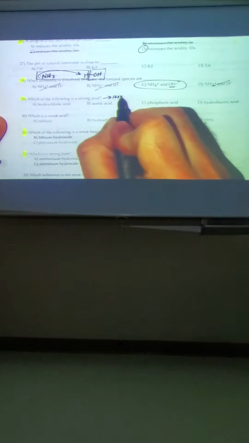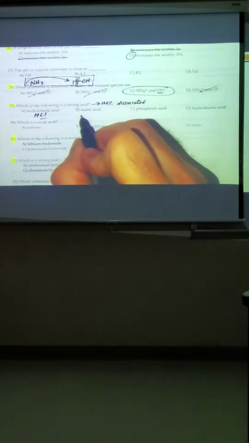Number 29 says, which of the following is a strong acid? To be a strong acid, you have to be 100% dissociated. Things that do that are typically big. So HCl, that's a big atom. Acetic acid, if this were strong, it would eat through your lettuce on your sandwich, and it doesn't. Carbon-based acids are weak. Phosphoric acid is big, but it's triprotic. It's the only one that was weak. And HF is small, and that makes it weak.